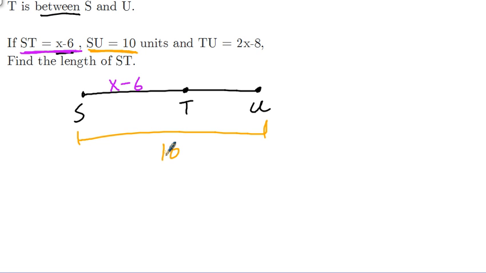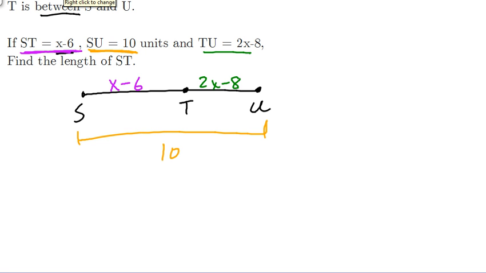The question is, continuing. TU is 2x minus 8. So TU is just this part, right? So TU is 2x minus 8. So all this right here is simply a visual representation of the first two lines, right? It's a picture version of the words. The question is, find the length of ST. Well, we obviously know it's going to be less than 10, right? It's just part of that orange 10. So our question is, how much is it?